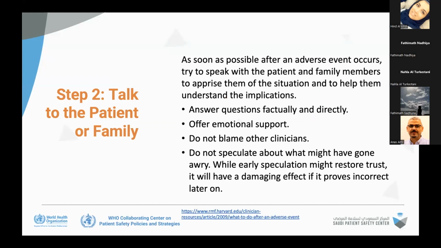Talking to the patient and family is about answering their questions, offering emotional support, apologizing to them, and showing them that it wasn't meant to happen and that we regret it happened to you. Do not blame any clinician, don't point fingers when talking to them, and do not speculate about any outcomes or what has gone wrong. So it is very important to answer the patient's questions, give emotional support, not blame clinicians and not speculate about outcomes.